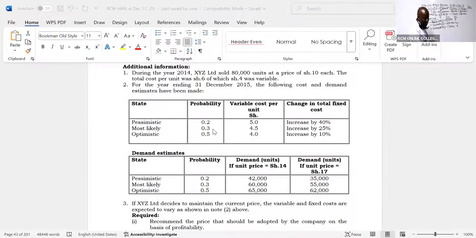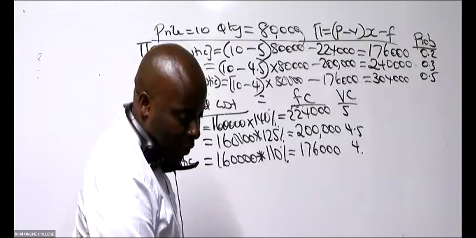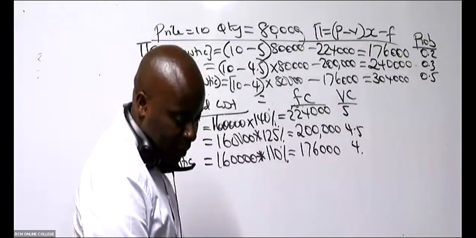The probabilities of our environments have been given here: 0.2, 0.3, 0.5. Even in the second table, we have the same probabilities. So what shall we use those probabilities for? Use them to get what we call expected profit.